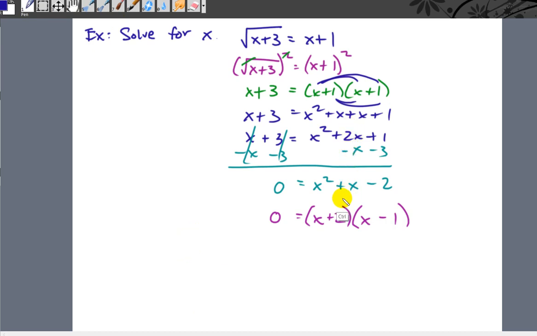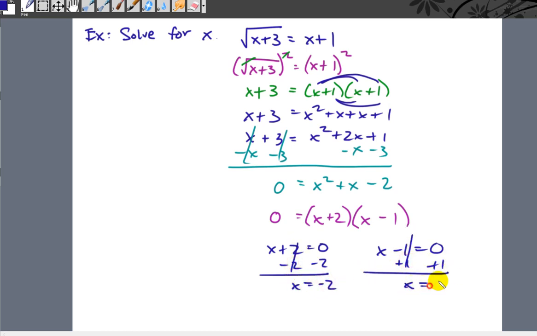Okay, now what you want to do is solve for x. So we have x plus 2 equals 0 and x minus 1 equals 0. Subtract 2 from both sides, we get x equals -2. We can add 1 to both sides and we get x equals 1. So these right here are two possible solutions.